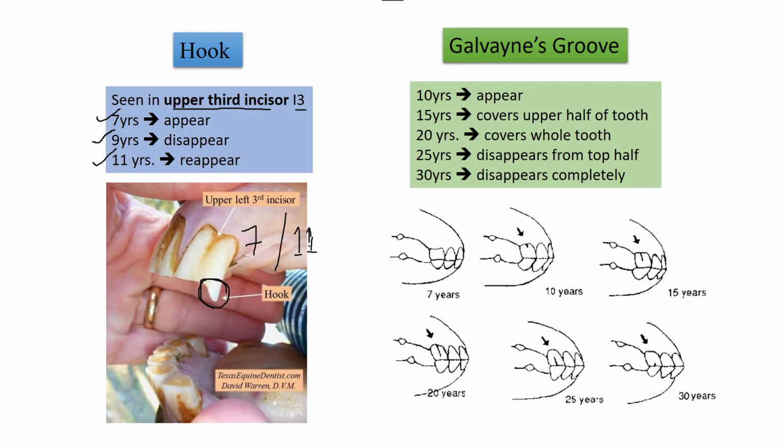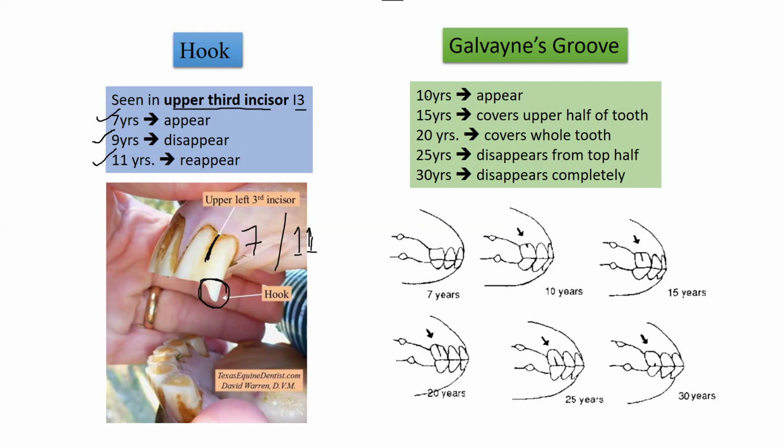So that hook will simply, in 1 second, give you two ages in your mind, and then from the rest of the changes, like we have seen the cup and we will see this Galvayne's groove, from there we can have the rest of the idea, either it's 7 or 11. So let's see Galvayne's groove. What is Galvayne's groove? Basically you can see this line. This line is the Galvayne's groove.